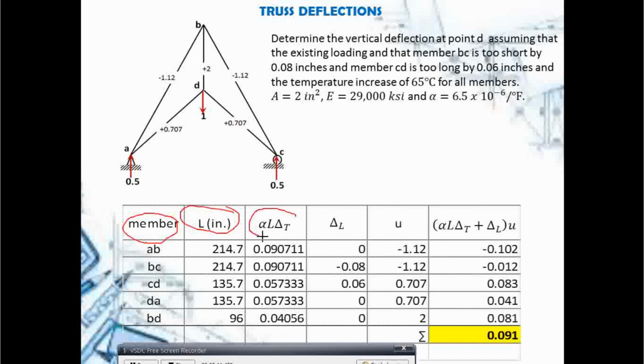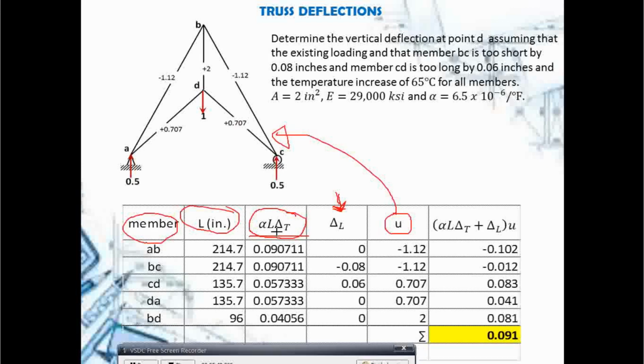Itong alpha, length, delta T, this is the change in temperature. Itong delta L, this is due to the fabrication error. Itong U, yan yung mga values ng internal forces due to the unit load na in-apply ko. Again, itong alpha, length, delta T, this is the change in temperature. Itong delta L, this is the fabrication error. Itong U, nakuha ko yung mga values using this one.